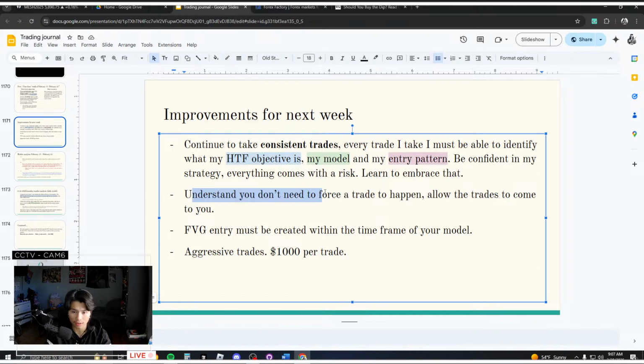Second, understand that you don't need to force a trade to happen. Sometimes you can go days, weeks without taking a trade if your strategy isn't present. So if it's not present, don't force anything. Third, your fair value gap entry should always be created within the time frame of your model, like I stated before, and aggressive trading.